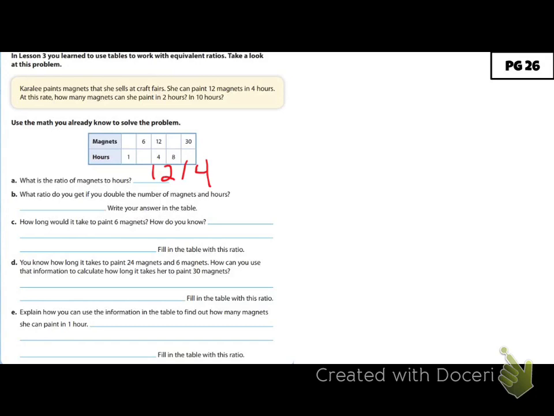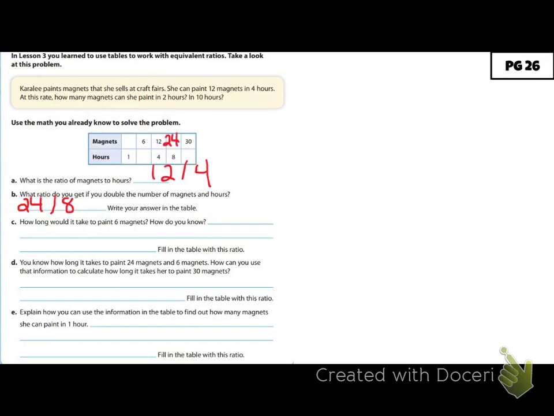So part B says, what ratio do you get if you double the number of magnets and hours? What would we need to do to the 12 and the 4 to get this answer? We would have to multiply each one by 2. So 12 times 2 would give us 24, and 4 times 2 would give us 8. So we would get 24 to 8. Now we need to write your answer in the table. So we come up here, you can see the 8's already here, so all we have to do is put the 24 in the top box.